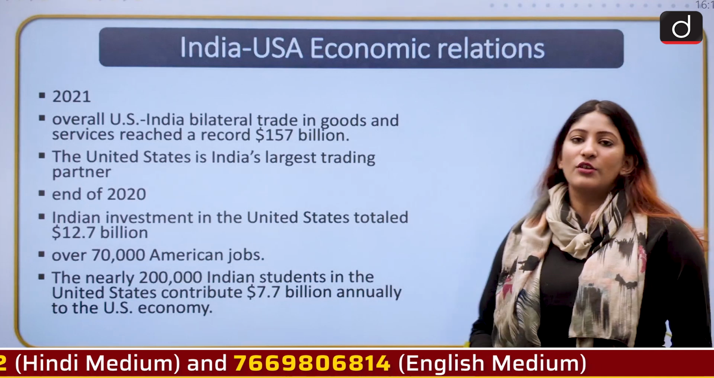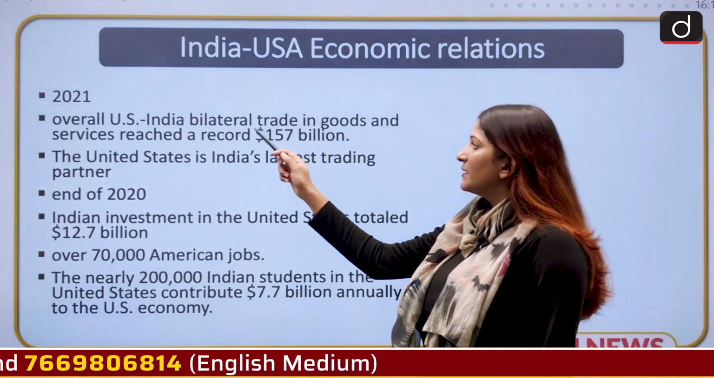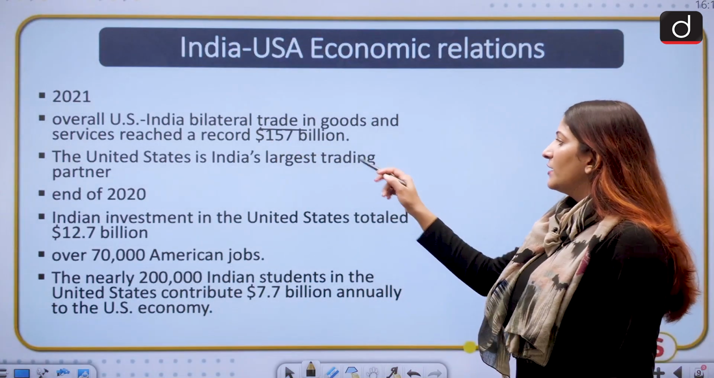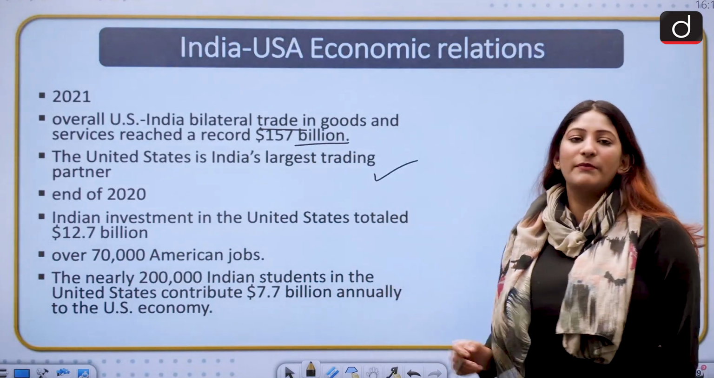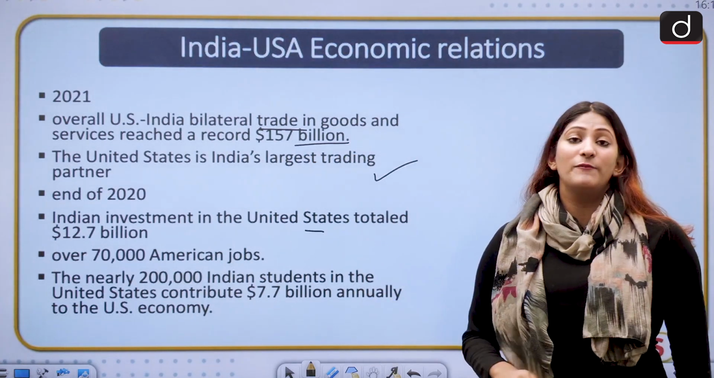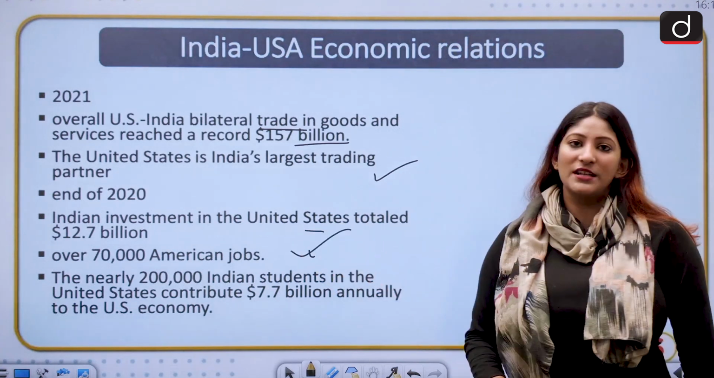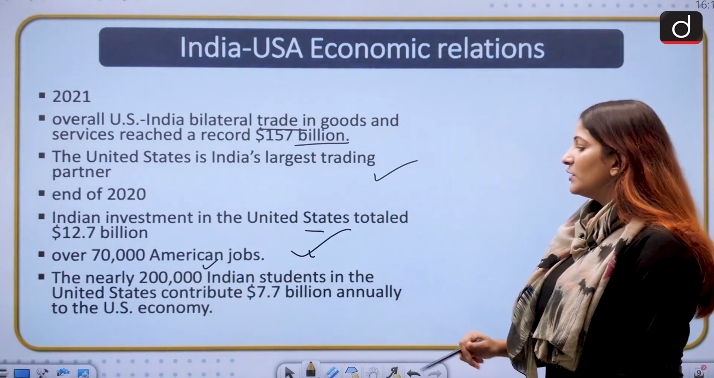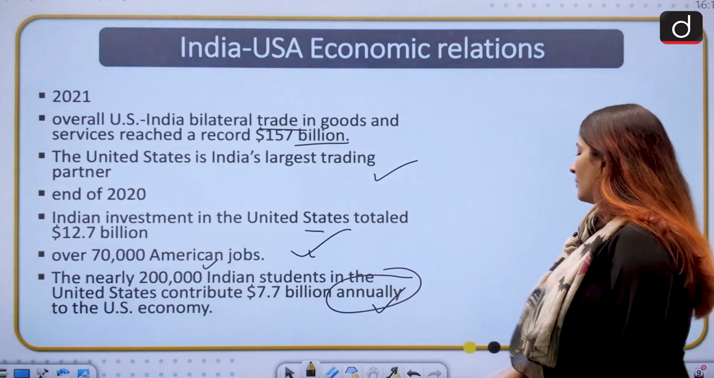Now, if we talk about the economic relations between the US and India, in 2021, overall US-India bilateral trade in goods and services reached a record high of $157 billion. The US is India's largest trading partner. By the end of 2020, Indian investment in the US totaled $12.7 billion, which created over 70,000 American jobs. Also, the nearly 200,000 Indian students in the US contribute $7.7 billion annually to the US economy.